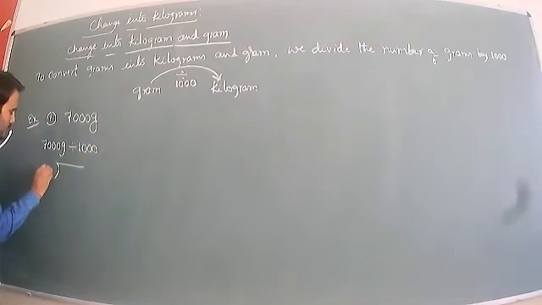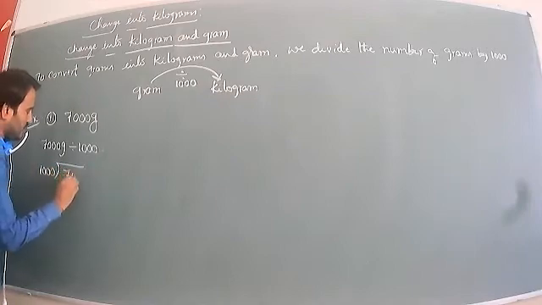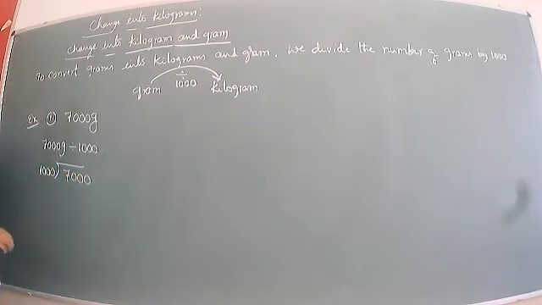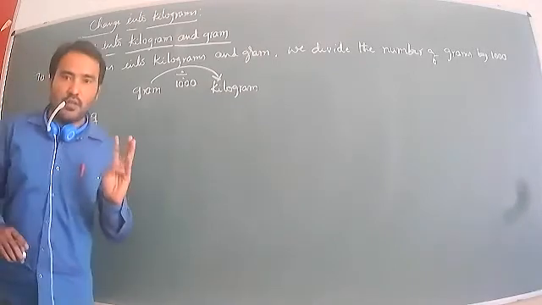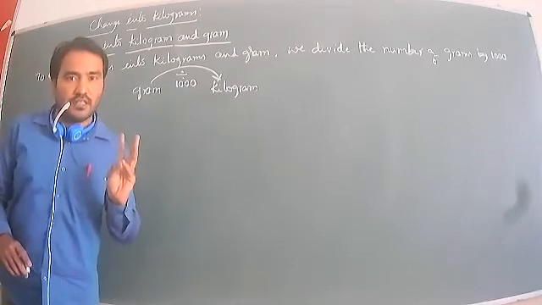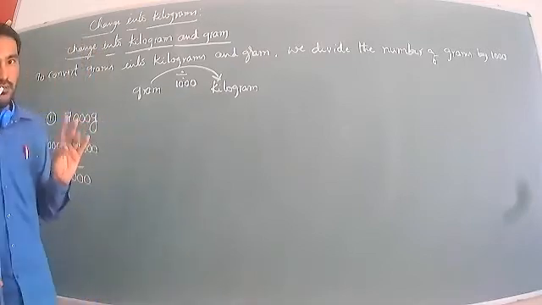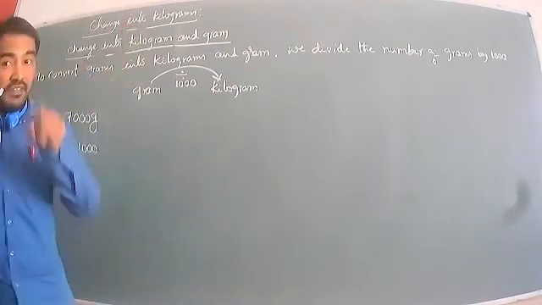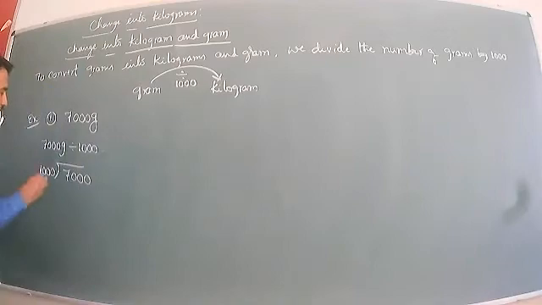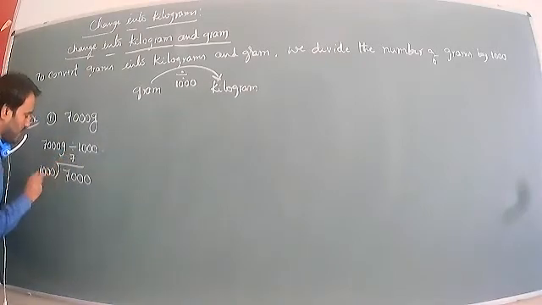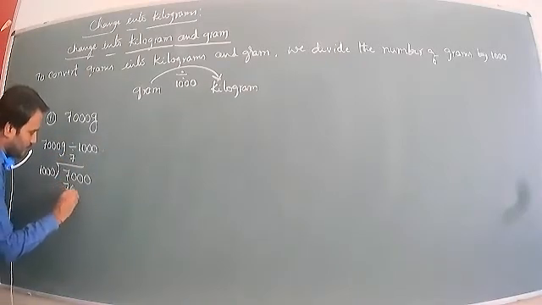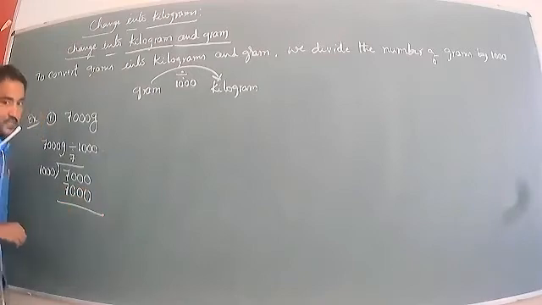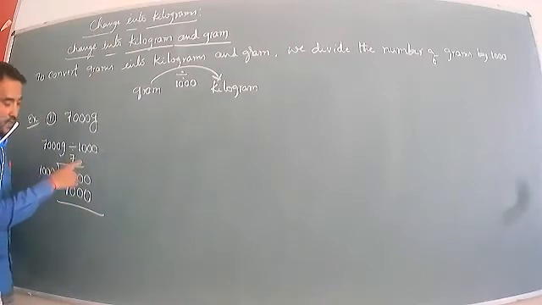1000 is the divisor, 7000 is the dividend. We know the table of 1000. 1000 ones are 1000, 1000 twos are 2000, 1000 threes are 3000, 1000 fours are 4000, 1000 fives are 5000, 1000 sixes are 6000, 1000 sevens are 7000. Yes, we should write 7 here. Is it right? All of you understand? 1000 sevens are 7000.